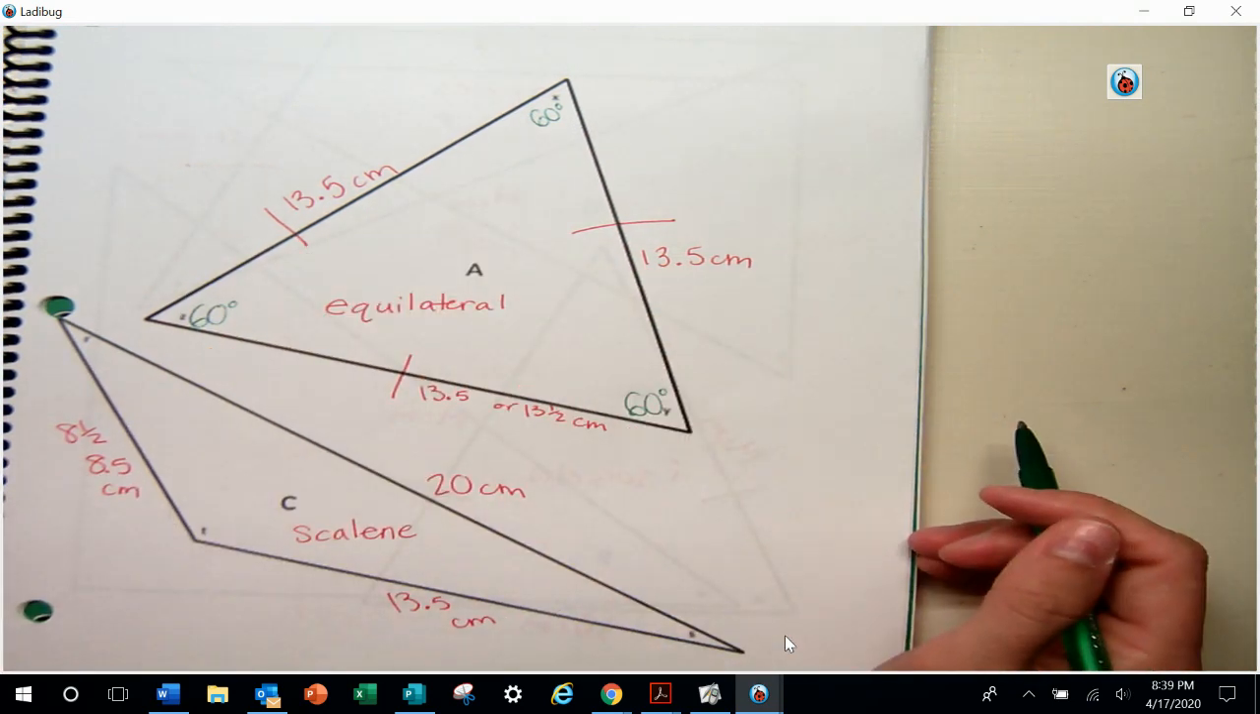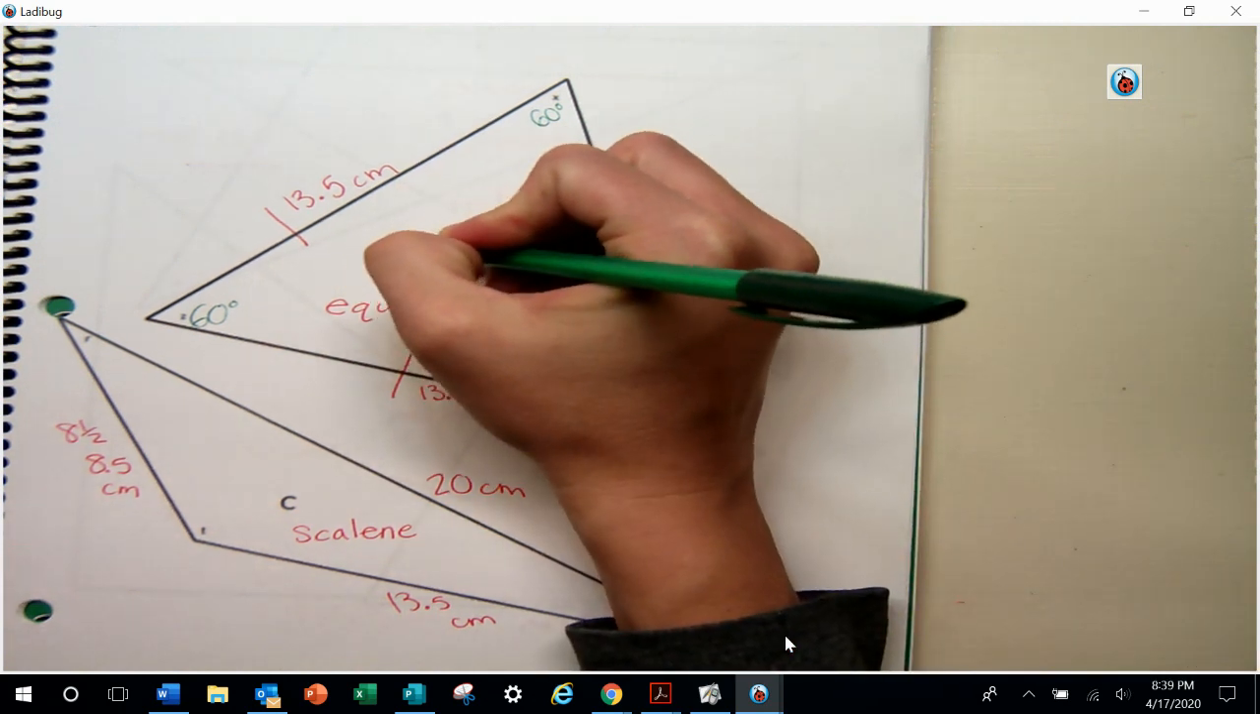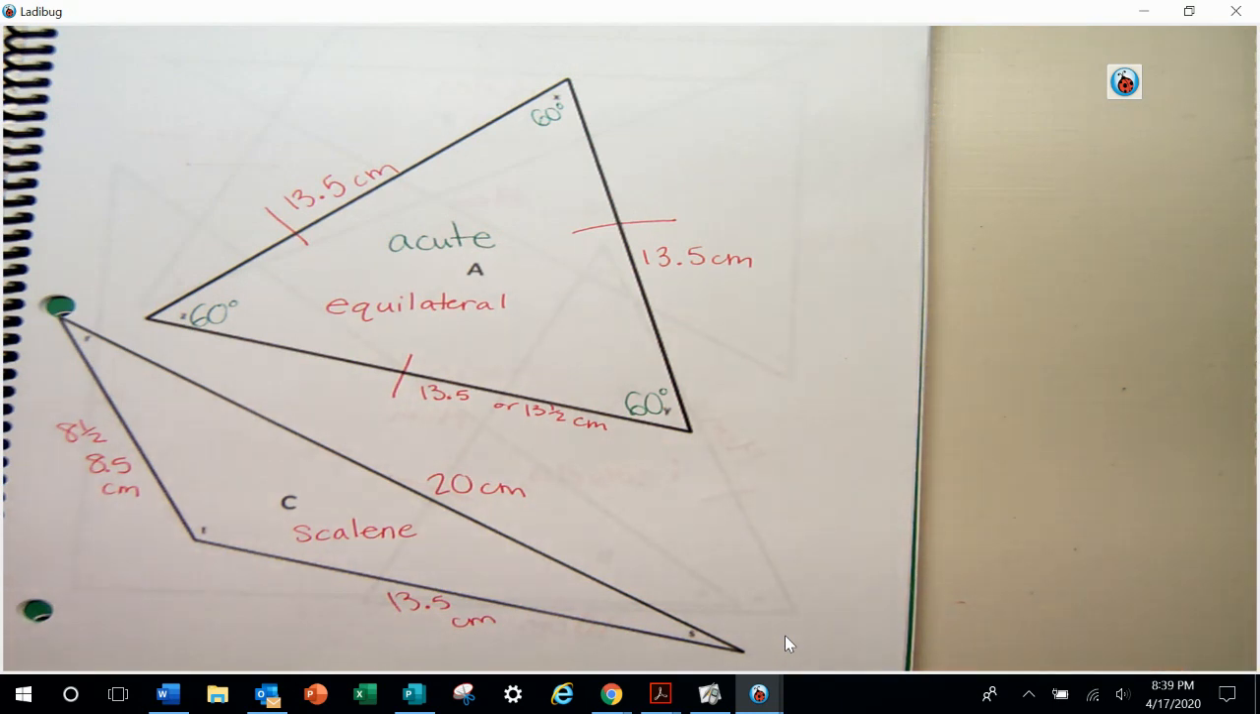Well, all of these angles are less than 90 degrees, so this triangle is an acute triangle. A cute triangle. How cute.